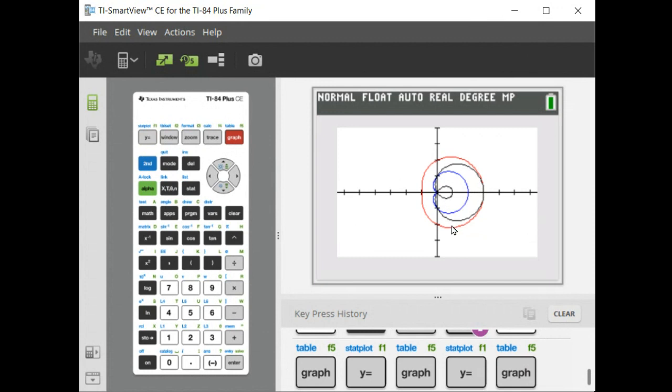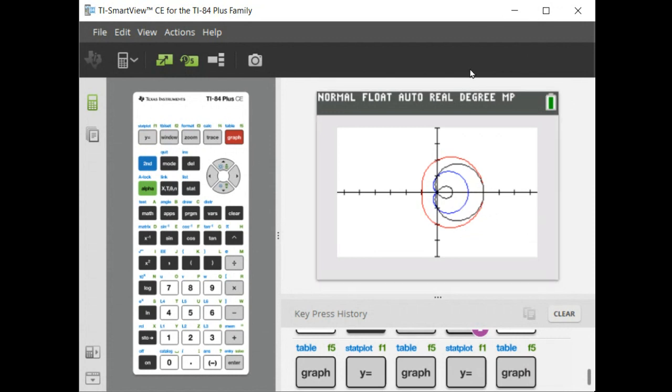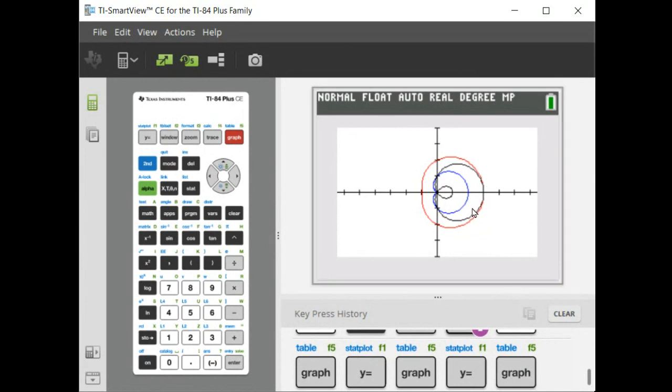I was going to ask, is there some kind of periodicity when you added the 2 cosine theta? When you increase the cosine theta by a scalar amount, like 1, 2, 3, 4, does it add more periods into it? No, that does not add period. That changes the R value.